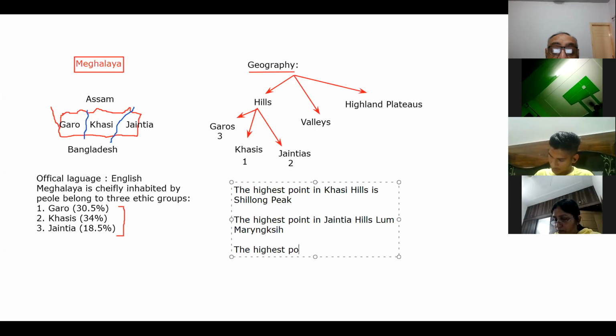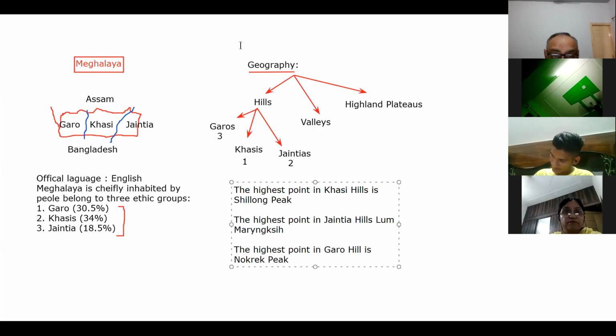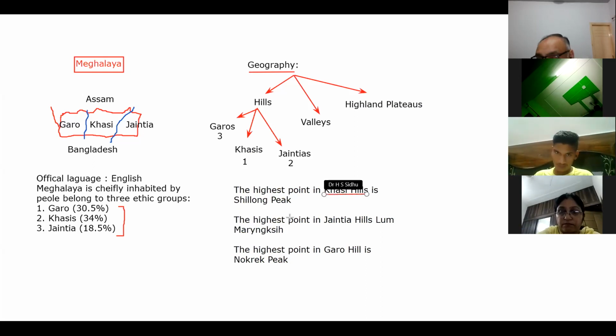And the highest point in Garo Hills is the Nokrek Peak. You must bear this in mind. So the highest point in Meghalaya is in the Khasi Hills, that is Shillong Peak. The highest point in the Jaintia Hill region is Lum Meringshi, and the highest point in Garo Hills is Nokrek Peak. These are the three highest points in the three different regions of the state.